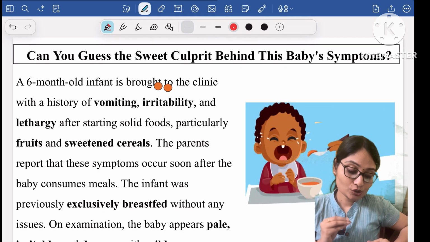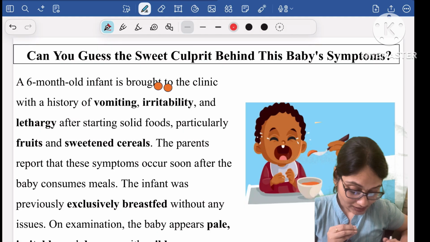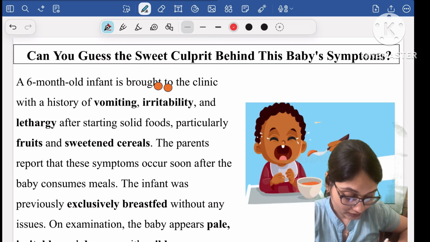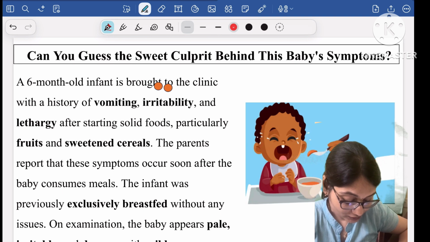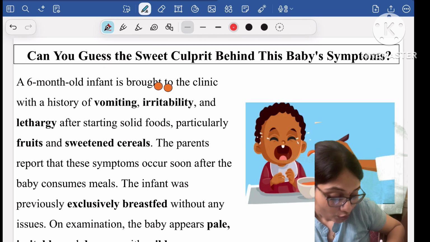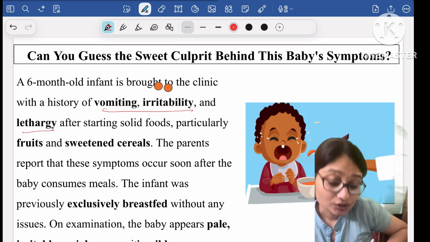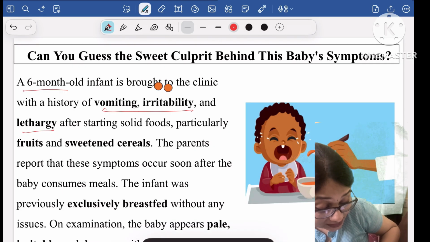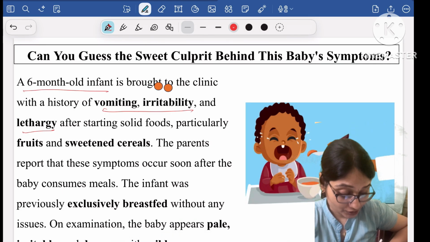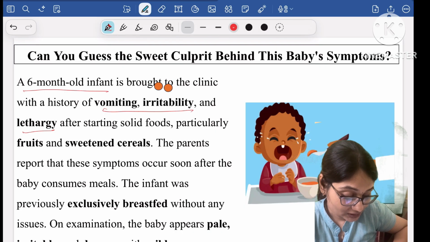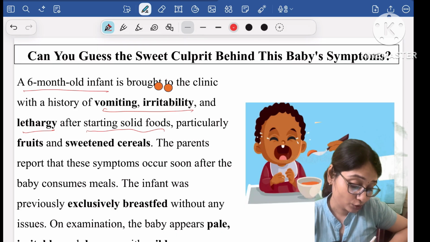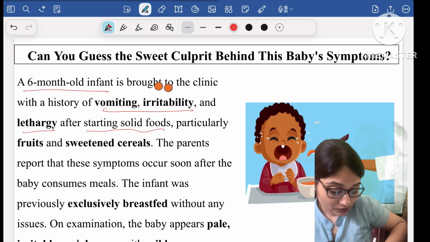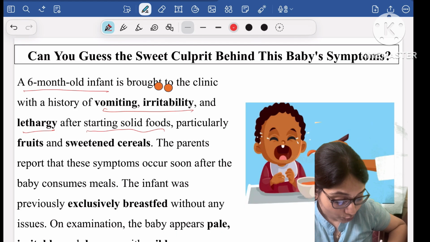Now let's move on to a scenario. This is a scenario of a 6-month-old infant. Sorry for the glitch here. A 6-month-old infant is brought to the clinic with a history of vomiting, irritability, and lethargy. One more important point is that it's a 6-month-old infant. He has a history of vomiting, irritability, and lethargy after starting solid foods. This is one more important point to remember, particularly fruits and sweetened cereals. The parents report that these symptoms occur soon after the baby consumes meals.